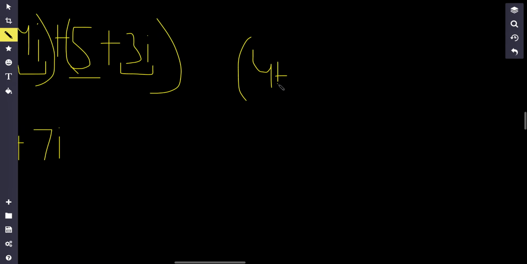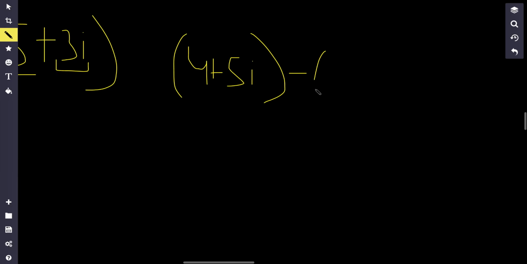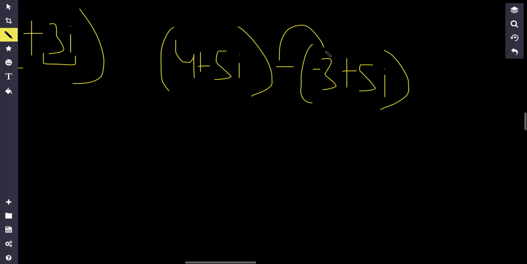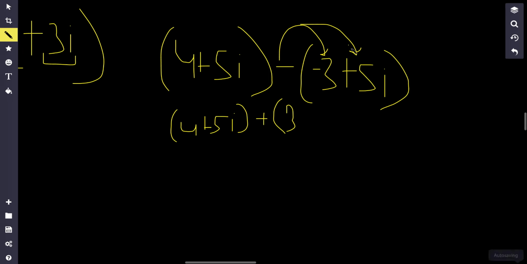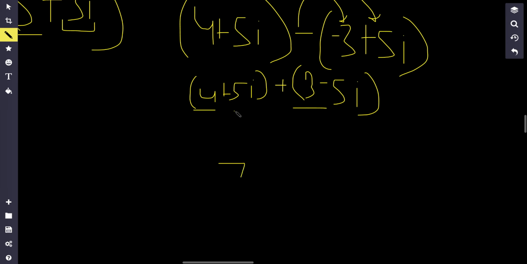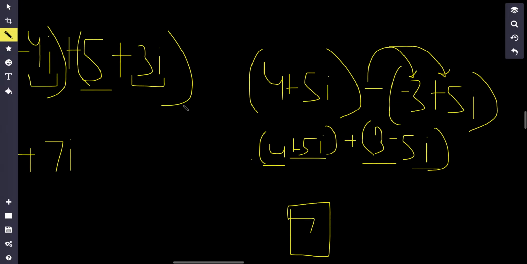If you have 4 plus 5i, and this is going to be minus, let's say, -3 plus 5i, well, what you do is, first of all, you distribute the negative sign. So you're going to get 4 plus 5i, and then negative makes positive. So there's going to be plus 3, and then after that, this is going to be minus 5i. And now this is 7. 5i minus 5i is going to be 0i. You could just put nothing there. But yeah, 7 is the answer.